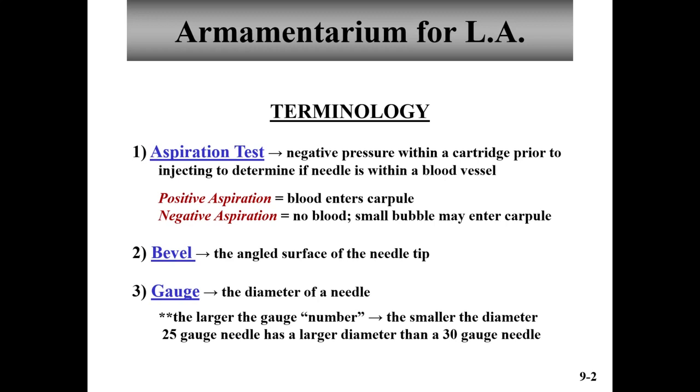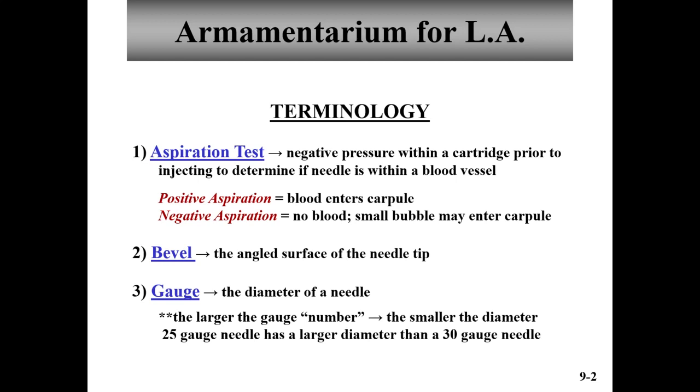An aspiration test is when you apply negative pressure within the carpule of the syringe, and it's done to determine whether or not the needle is within a blood vessel. Now, one of the things that contributes to local anesthetic causing toxicity is injecting directly into a blood vessel.